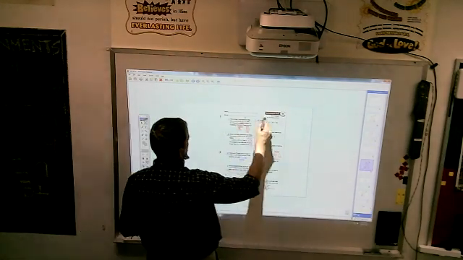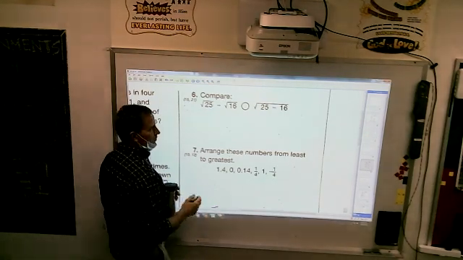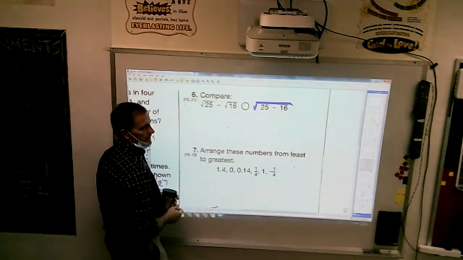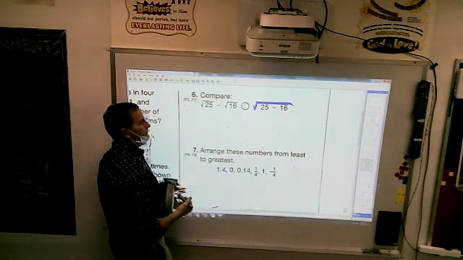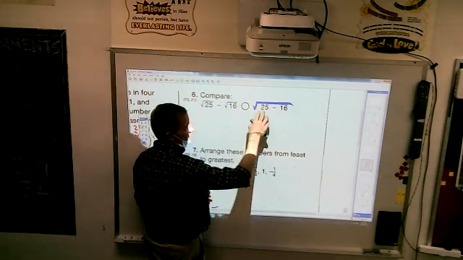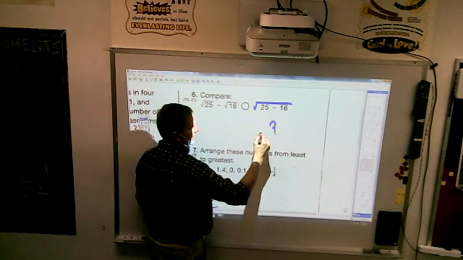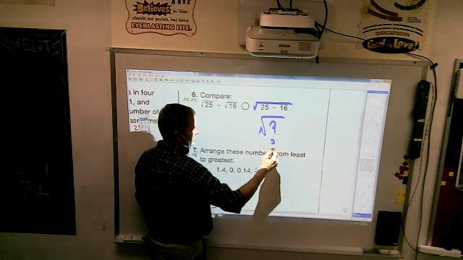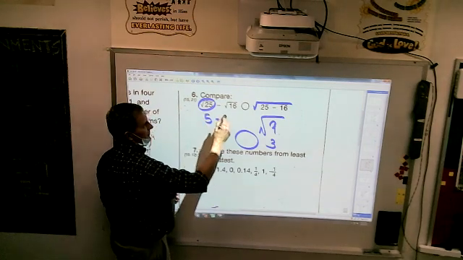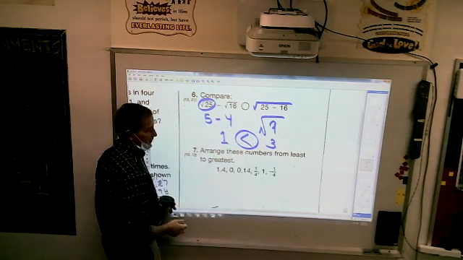In case you're interested, number 6, just make sure you know that the square root sign is a symbol of inclusion. You have to do this first, before you take its square root. 25 minus 16 is 9, and the square root of 9 is 3. Here you do each of these separately. 5 minus 4, square root of 16, and that's why 3 is greater than 1.